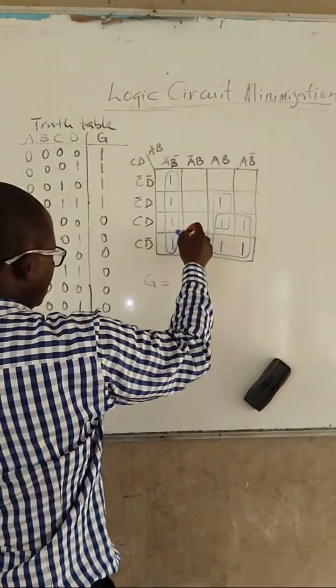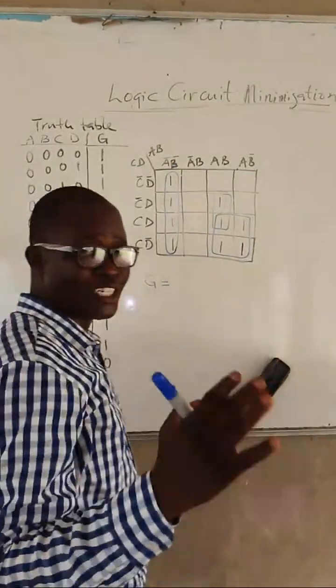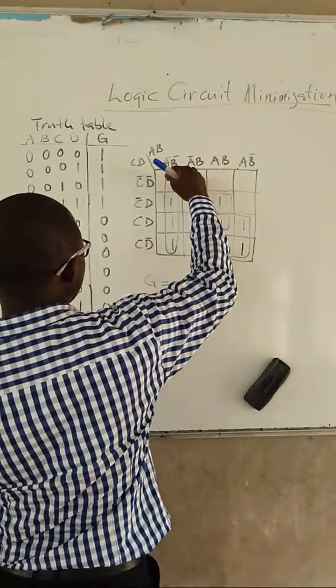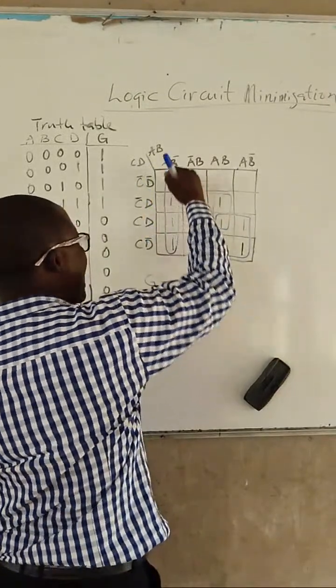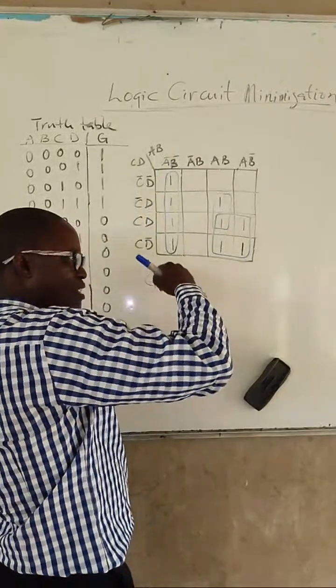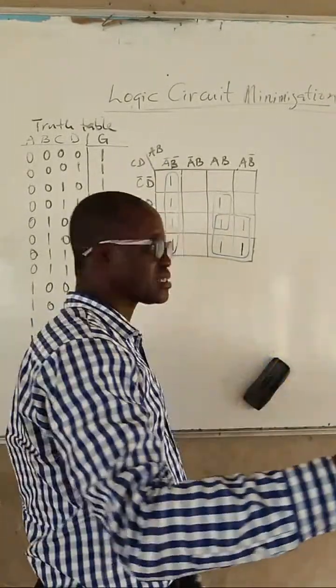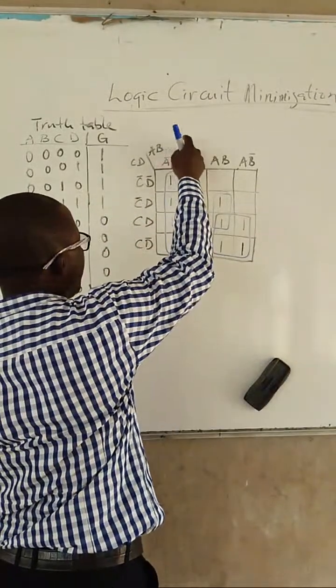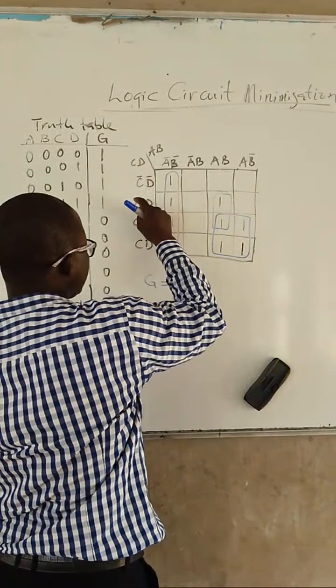This column does not proceed to the next column. So we will not consider column in this case. But we see that this row is proceeding to here, and to here. So we check the rows and see the input term that remains constant. Look at this row. We have A bar, B bar here. We have C bar D bar, C bar D, C D, C D bar.